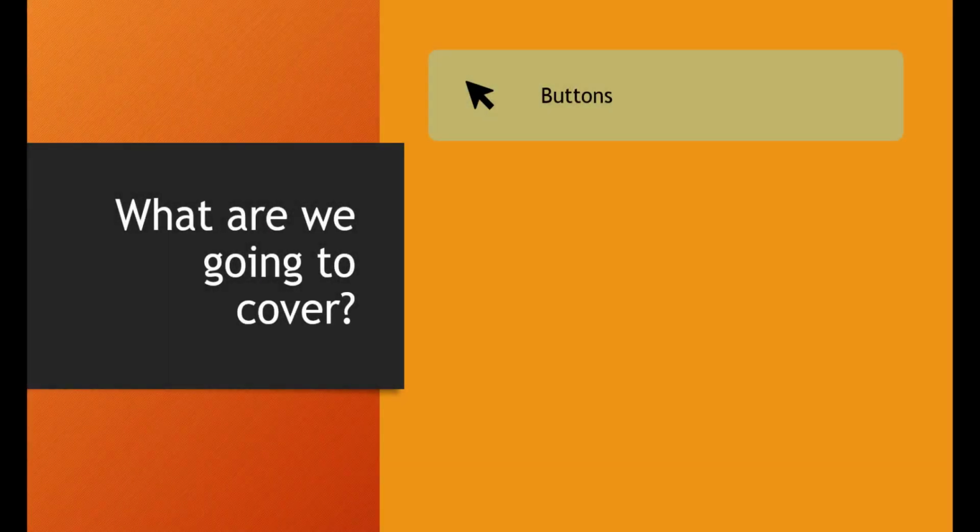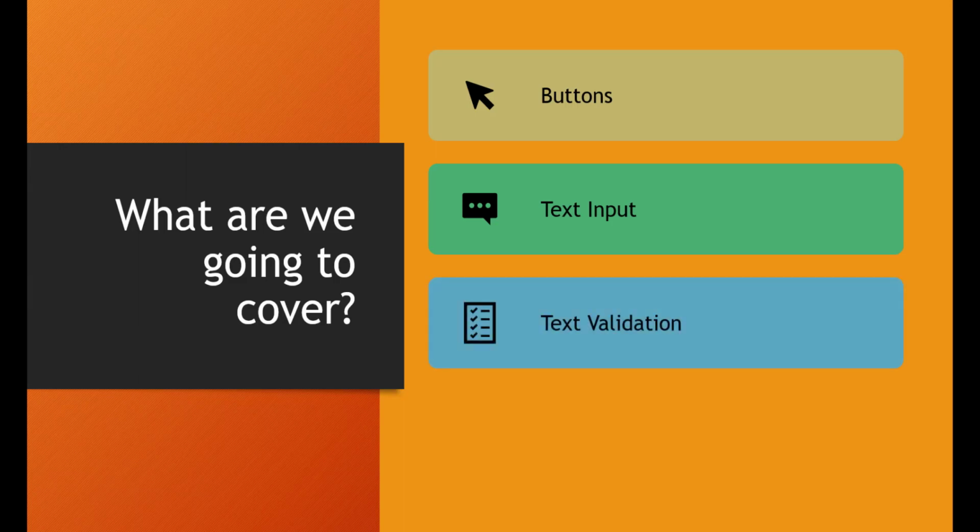Okay, in this video we're going to introduce you to buttons and how they can be used to change the way the program flows. We're going to get you to do some text input so the user can type in something on the keyboard. We're going to validate that input to make sure it is what we want, and in the process we'll be looking at if, else if a little bit more deeply.